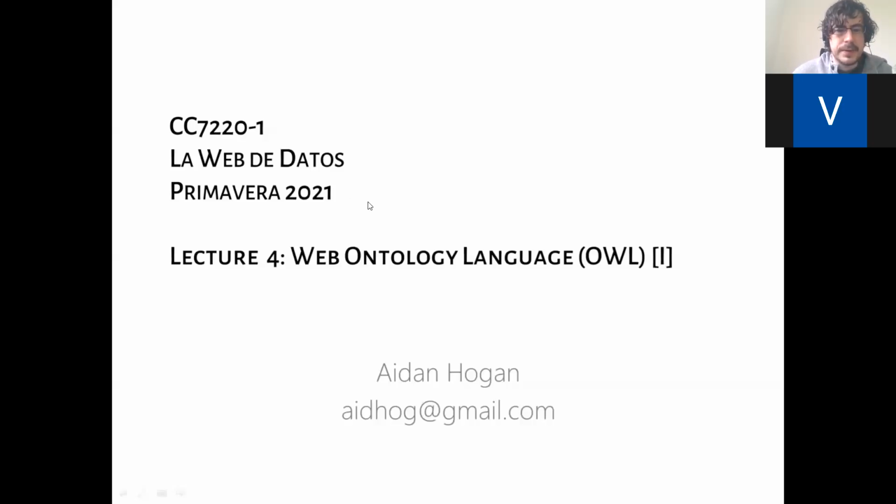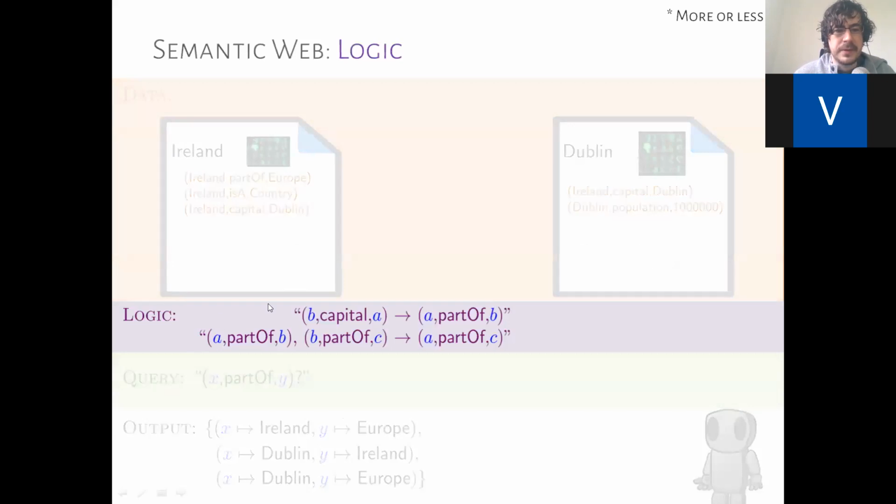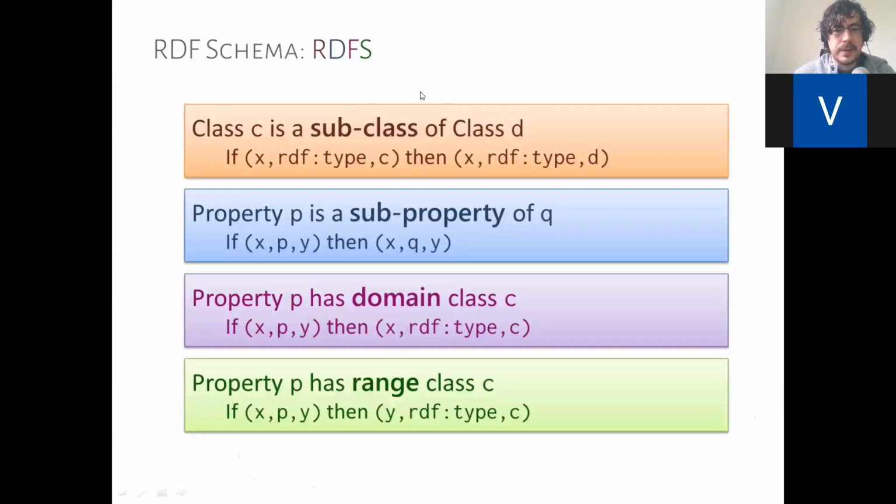So in the class today, we're going to start the first of three classes about the web ontology language. The idea of the web ontology language is to extend what we previously saw with RDFS with the ability to define more types of axioms and definitions. Last time we started to speak about this layer of the semantic web. We saw with RDFS that we can principally define four main aspects: subclasses, subproperties, domains, and ranges.